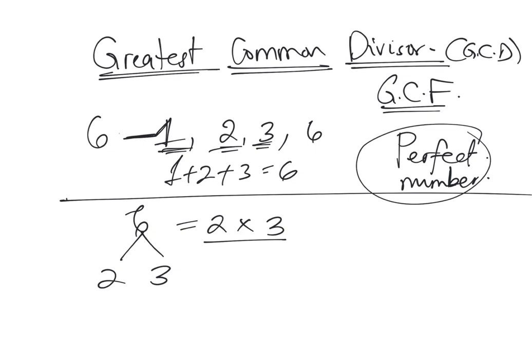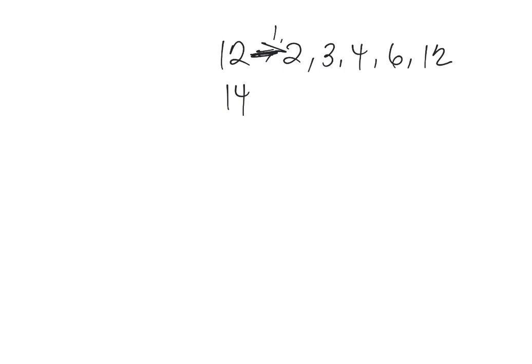So let's look at the greatest common divisor of 12 and 14. The factors of 12 include 1, 2, 3, 4, 6, and 12. Those are the factors of 12. The factors of 14 are 1, 2, 7, and 14, right? So we know that, of course, they share a 1, they share a 2, and they don't share anything else in common.